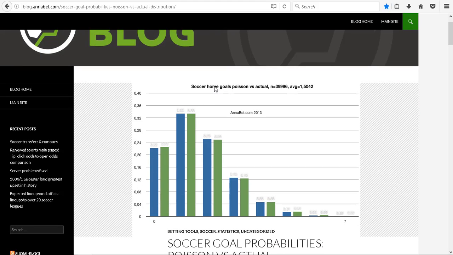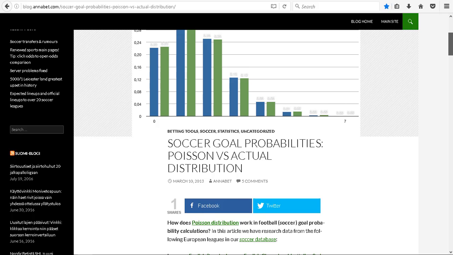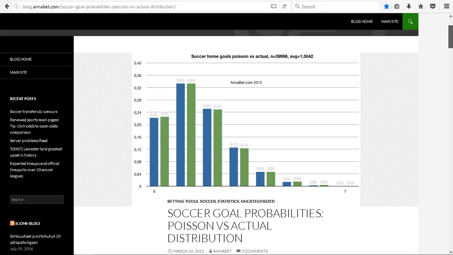So here we have home goals, Poisson versus actual. And you can see that they're pretty much the same. Anyway, essentially one, I'll say the blue one, is the actual goals scored, and this is from nearly 40,000 games. And the other one, say the green one, is a Poisson distribution where the average is 1.5042.